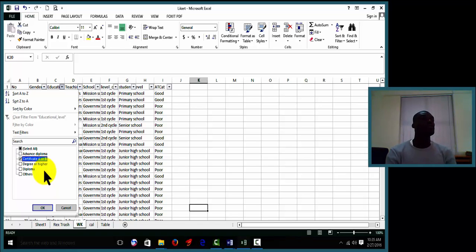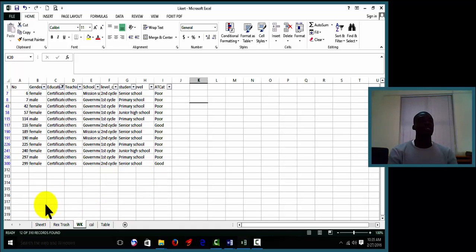So in filtering, we'll filter certificate first. See, these are the number of certificates that we have. For the certificate, we have 12. So this one is the educational background, or educational level. For educational background, this is what we have. Once we put in the certificate, we can come and look at it from here.